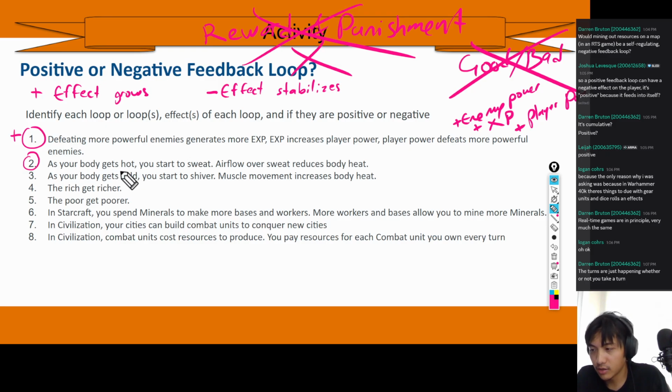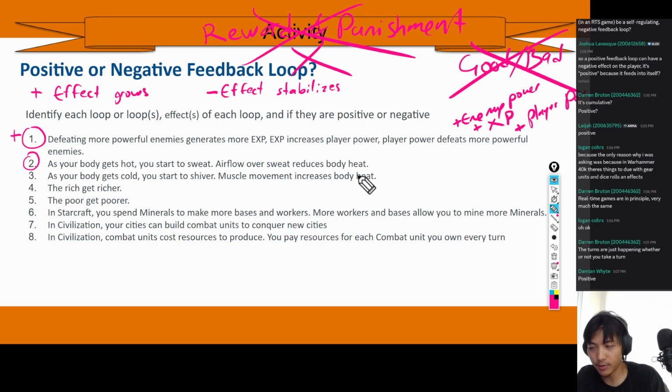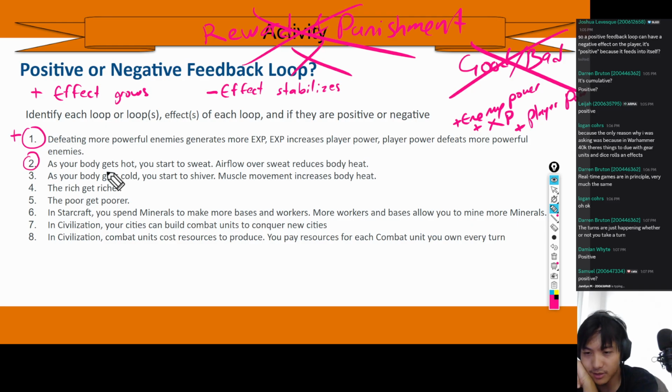Your body will sweat when it gets hot. It'll actually sweat more and more as it gets hotter and hotter. Airflow over that sweat will actually take heat away from your body. Is this a positive or negative feedback loop? Does the effect grow or does the effect stabilize? And what are the effects here? What is the thing that is changing here?